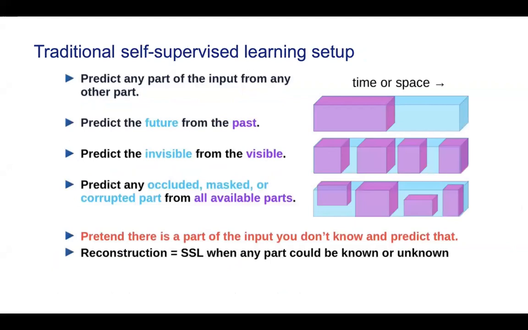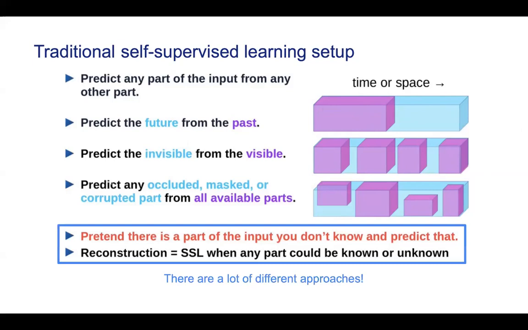This is the second slide from Yann LeCun. What you see here is the traditional self-supervised learning setup: you mask something, and then you try to predict it. In the end, you feed the pinkish stuff to the model and let the model predict the bluish stuff. And you can do that in all kinds of variations, as you see here, such as predicting the future from the past. In the end, it comes down to pretending there's a part of the input you know, and another part you want to predict. This is just one example, and there are a lot of different approaches.